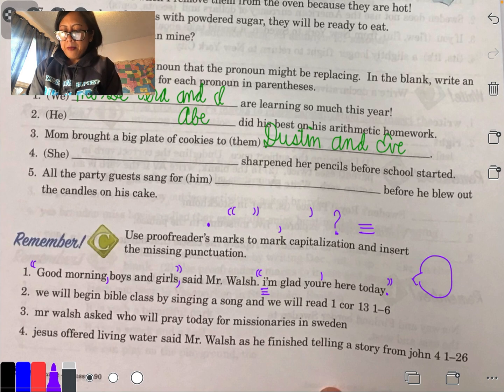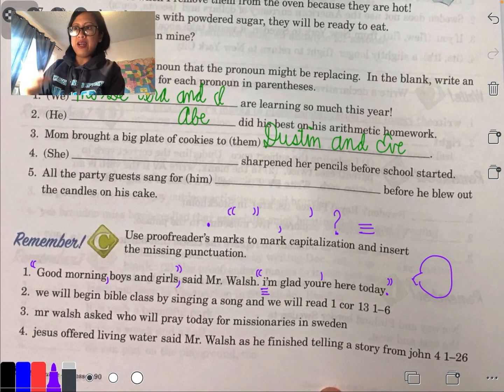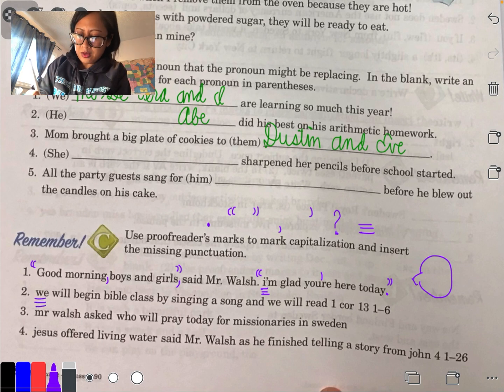All right. Number 2. We will begin Bible class by singing a song, and we will read 1 Corinthians 13, 1 through 6. So I know that Mr. Walsh is speaking, but there's no dialogue tag. That's a word we haven't said in a while. The dialogue tags include laughed, said, replied, commented, read, whatever. But there's no dialogue tag. But I know he's still speaking. So although I know he's still speaking, there's no dialogue tag, so I don't need quotation marks. I do need to capitalize the beginning of the sentence. We will begin Bible. Bible needs to be capitalized. That's the name of the Word of God.